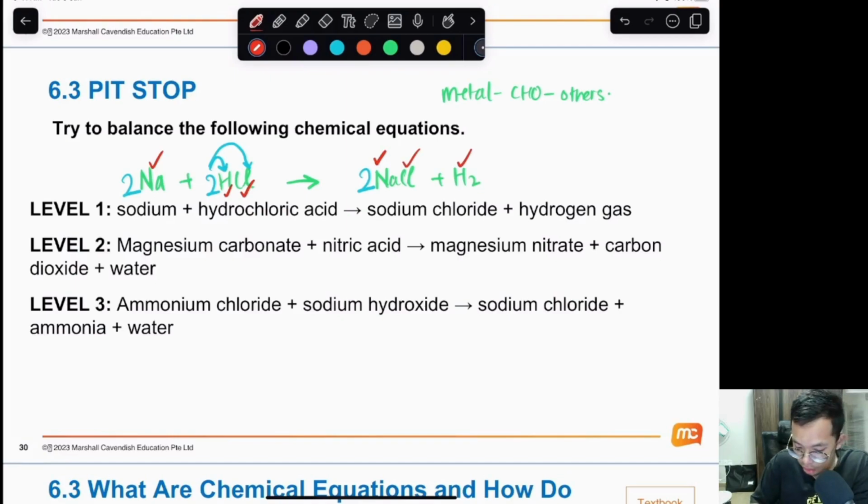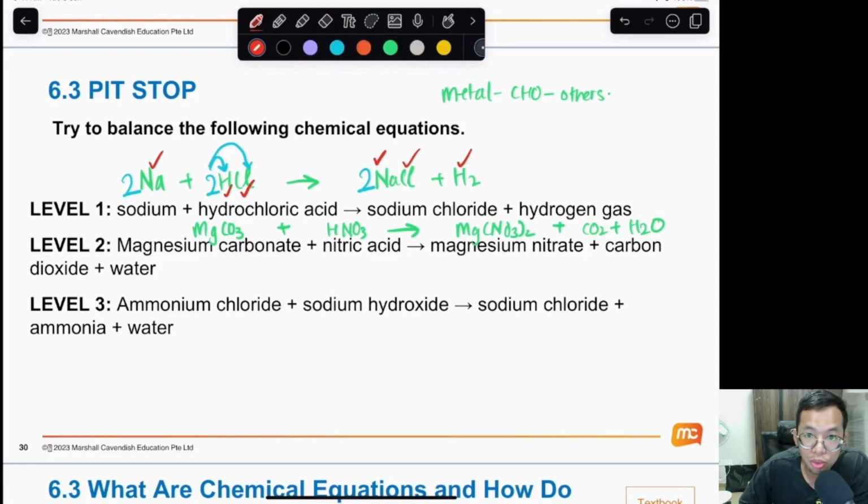Okay, let's continue. You have magnesium carbonate, MgCO3, plus HNO3, arrow, Mg(NO3)2 plus carbon dioxide plus water. Now it's a bit more complicated, so again let's take it step by step.